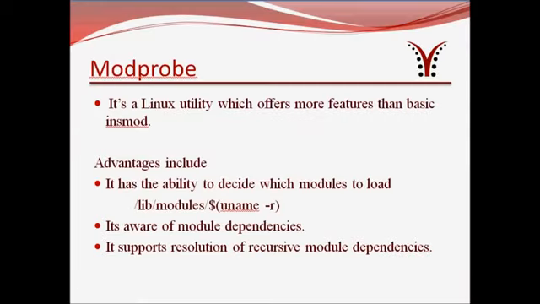Coming to our second utility, it's modprobe. What exactly is modprobe? It's a Linux utility which offers more features than the basic insmod utility. When compared to insmod, modprobe has various advantages. Advantages like it has the ability to decide which module to load. Modprobe maintains a directory for all the modules. It's under /lib/modules/$(uname -r). Here uname -r is a generic command which is used for retrieving your Linux version. In a terminal, if you type uname -r, you can see what exactly your Linux version is.